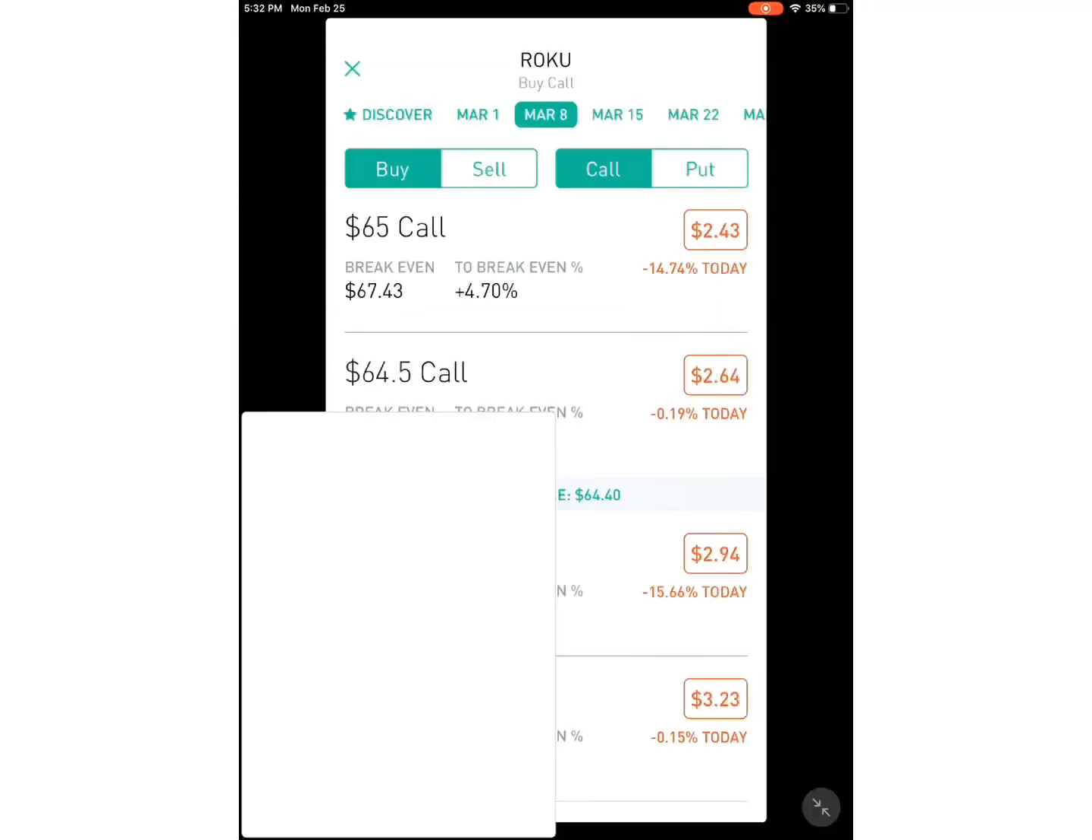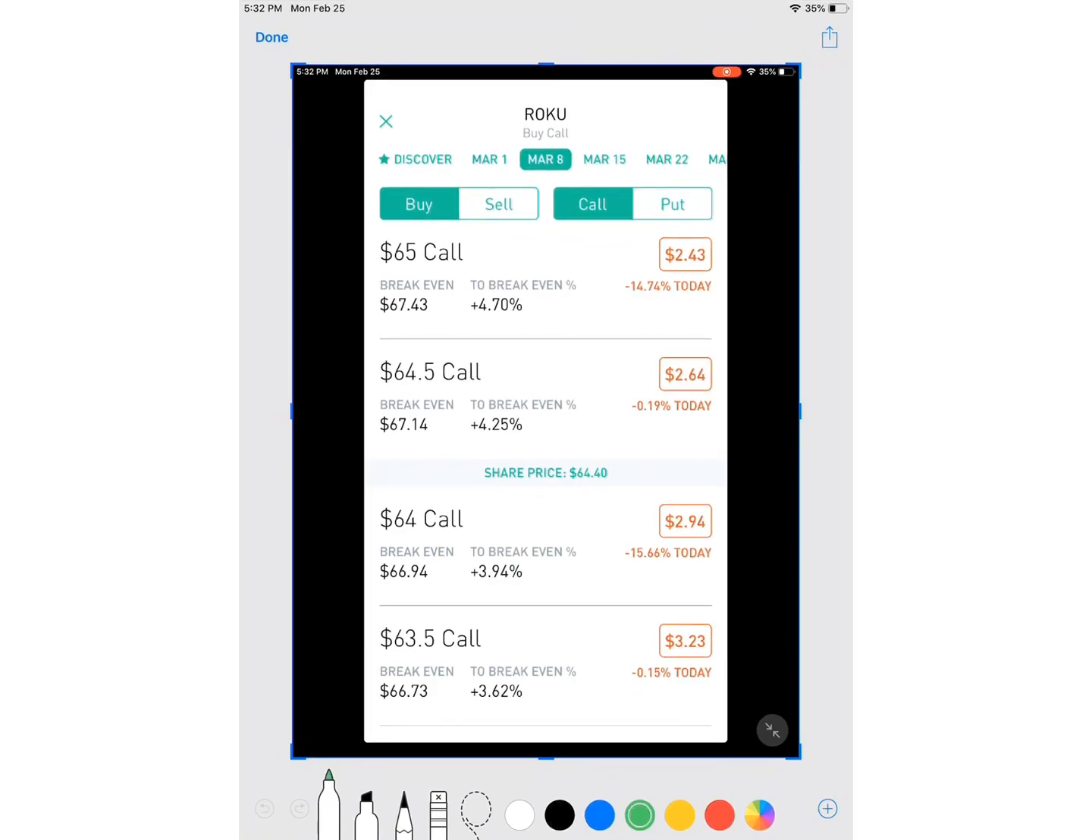Roku share price right now is 64.4, right? So bam, that's where you see the share price. Remember, if I'm doing a call option, I'm betting on the stock to go up. So I usually do 1 to 2 spaces above the share price. If I'm very bullish on Roku, I would probably do a 65 strike. These numbers right here are your strike prices, and that's the number you believe the stock will hit.